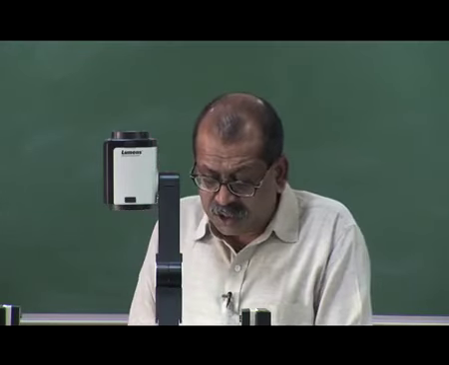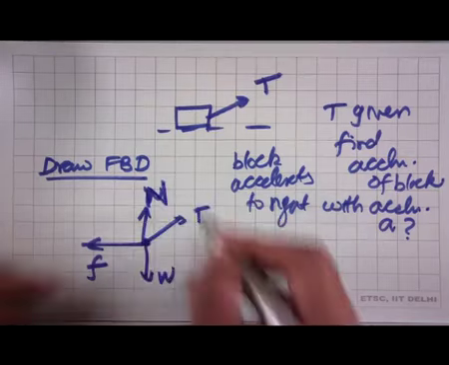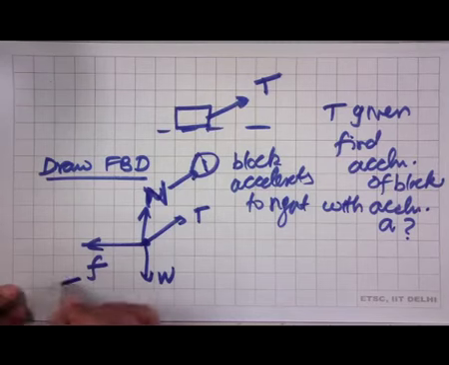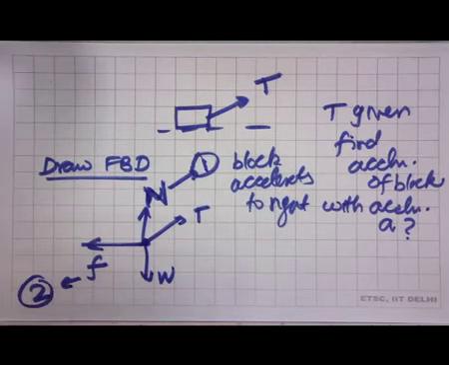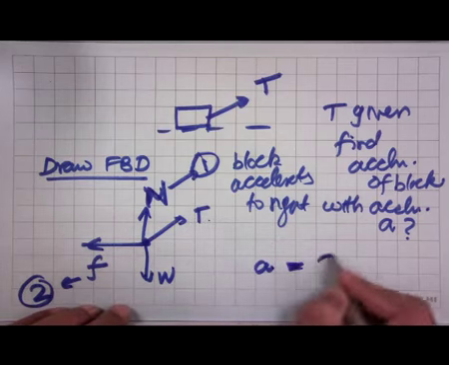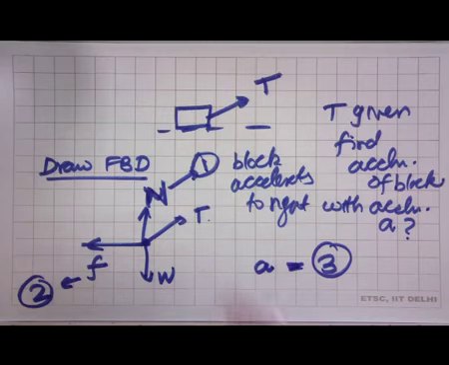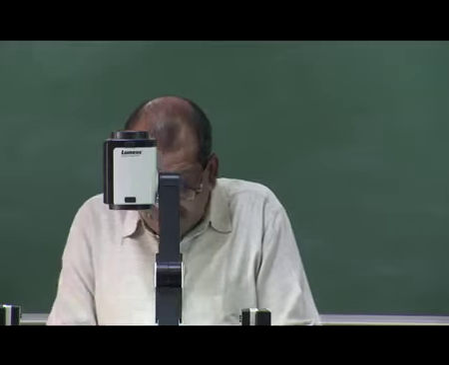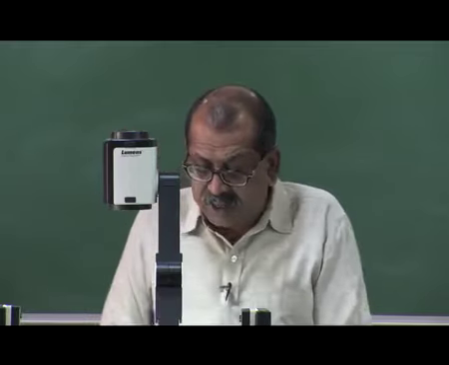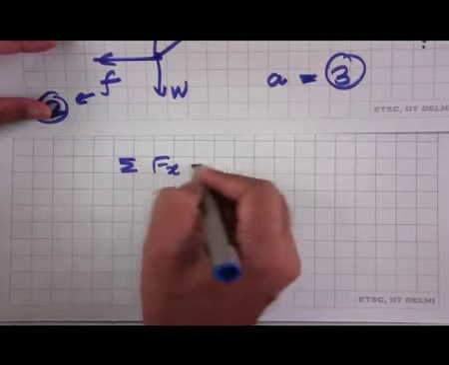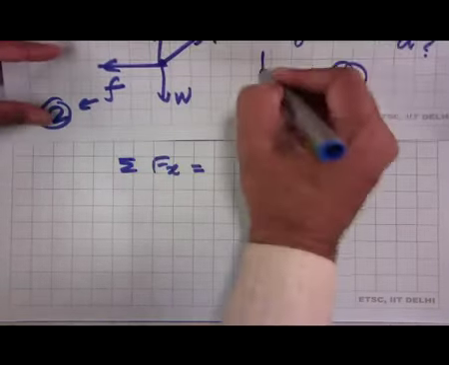Now, when we start counting the number of unknowns, the normal reaction is not known, this is one unknown. The friction force is the other unknown, number 2. The tension T is given to us, acceleration is unknown number 3. So, that means we have 3 unknowns in this problem and we have to solve for one of them, that is the acceleration. So, after we draw the free body diagram, we write forces in the x direction. So, this is x, this is y.